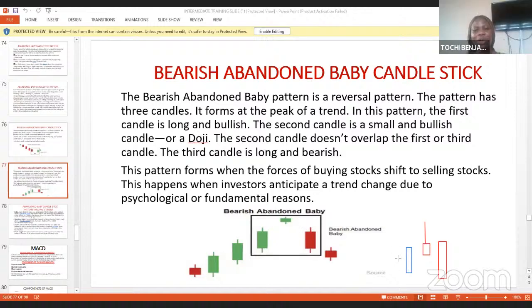Unlike the morning star, yes, the middle one is a doji, no doubt. It can be a doji or a hammer. The middle one for a morning star can also be a doji or a hammer. But there is no gap between this one and this one. Most of the times you will see morning star or evening star, but abandoned baby is actually rare. The difference is that there is no gap between the first candle and the middle candle, and the third candle. But in abandoned baby there is a gap.